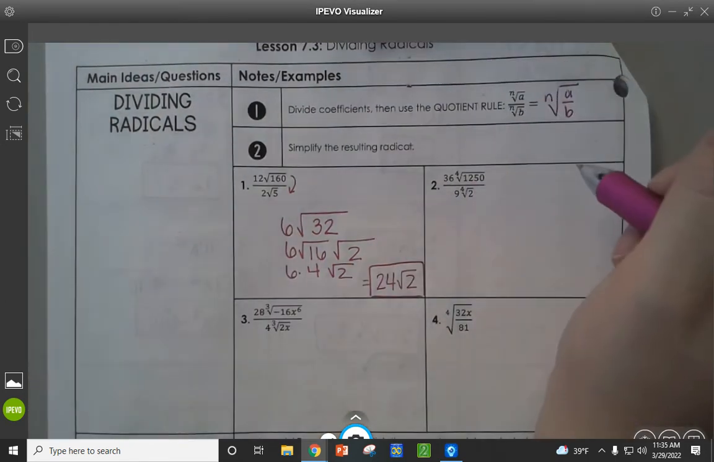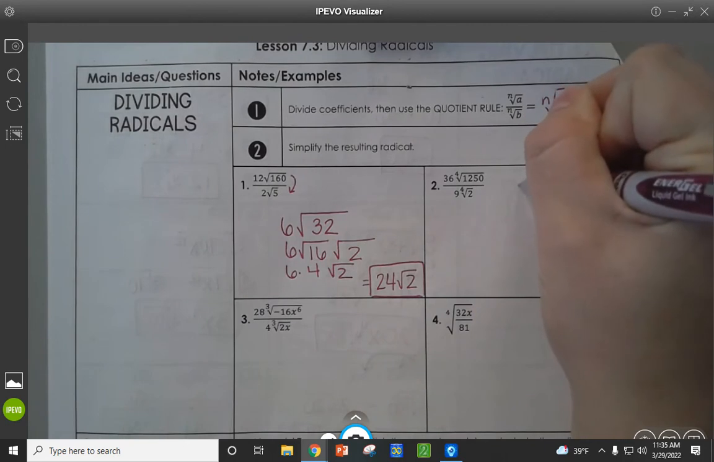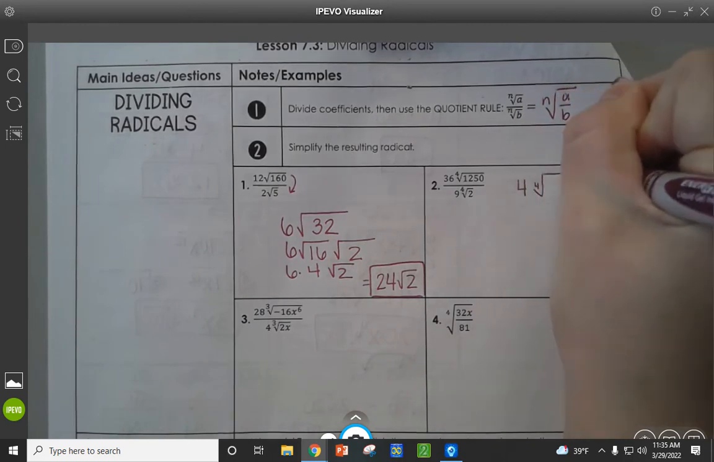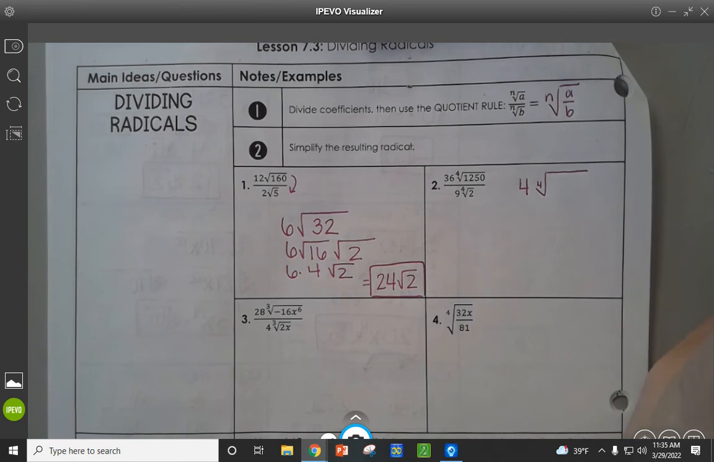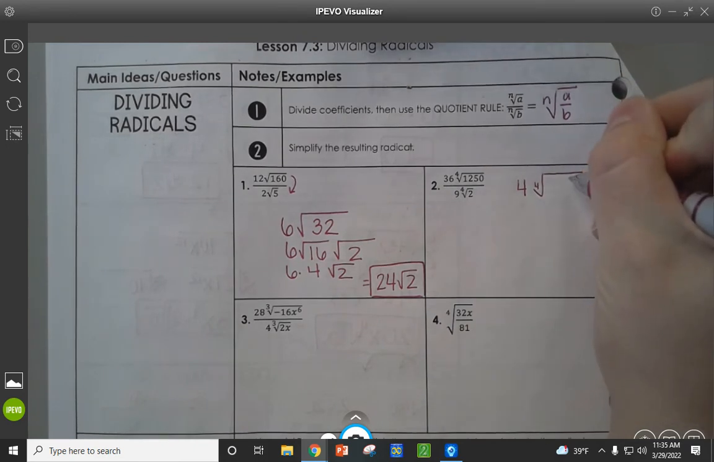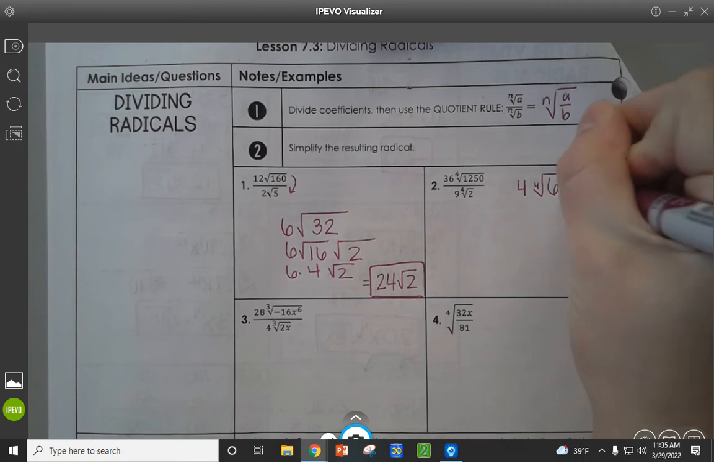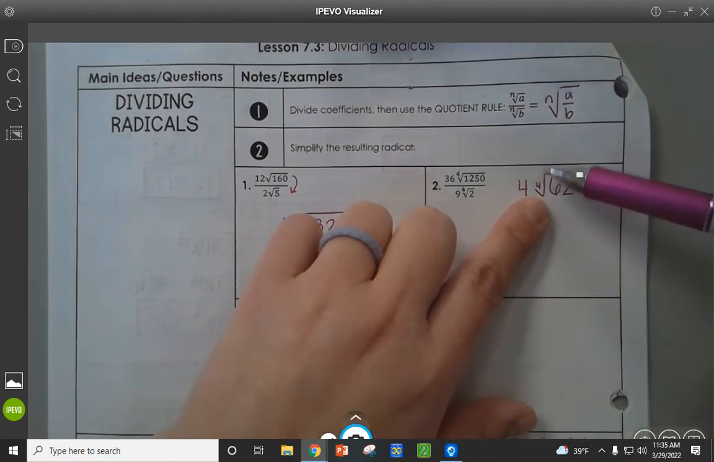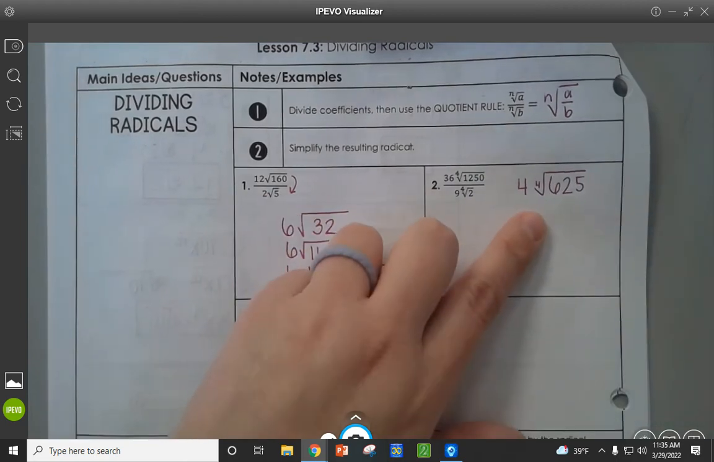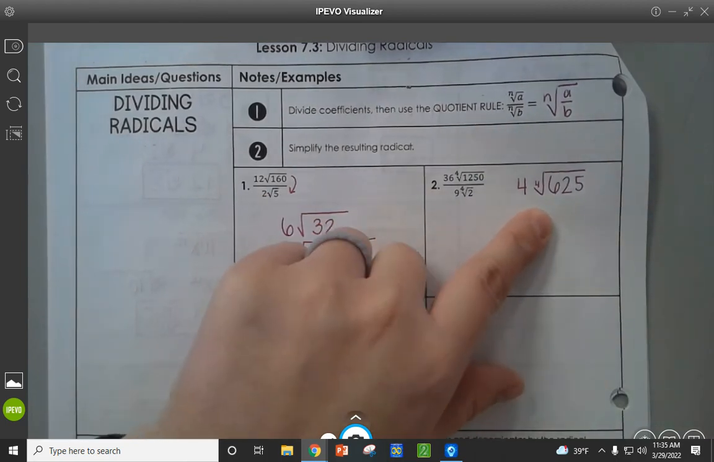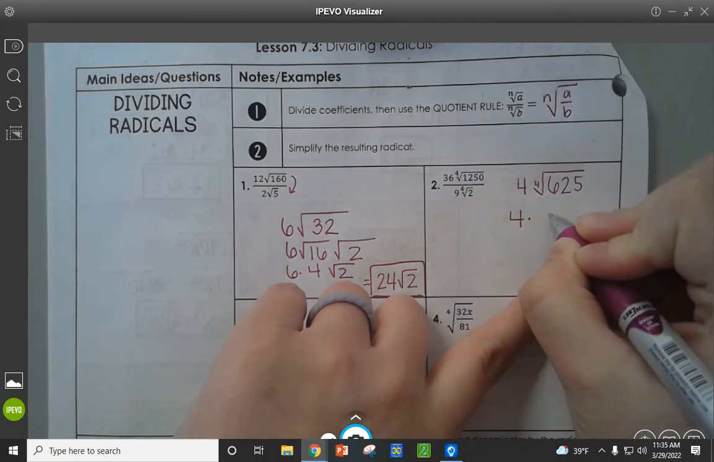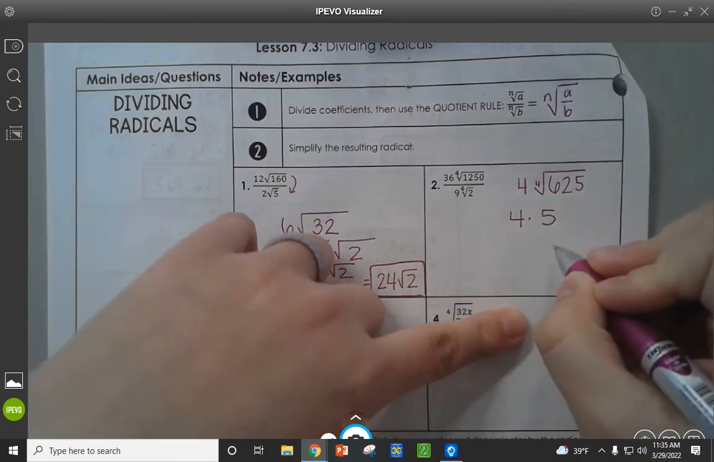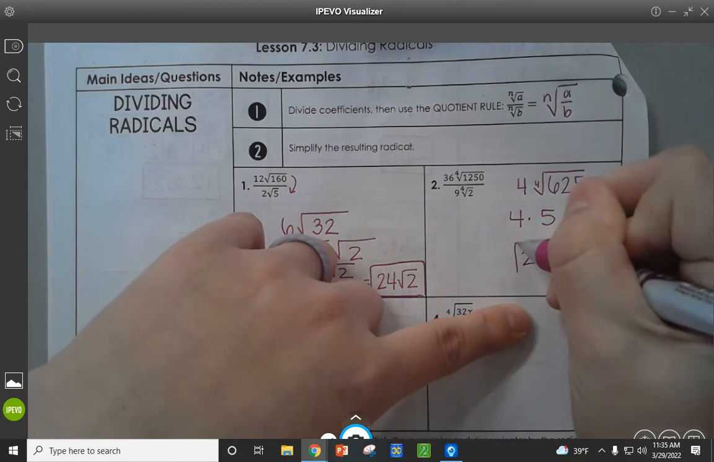So 24 square root of 2. What is number 2? 36 divided by 9. 4. And then we have the fourth root. What is 1250 divided by 2? 625. Anything special about 625? It's a perfect what? Fourth. It would need to be, because this is the fourth root, so it is a perfect fourth. If it's already perfect, do we need to split it up? No. What is the fourth root of 625? 5. And 4 times 5 is 20.